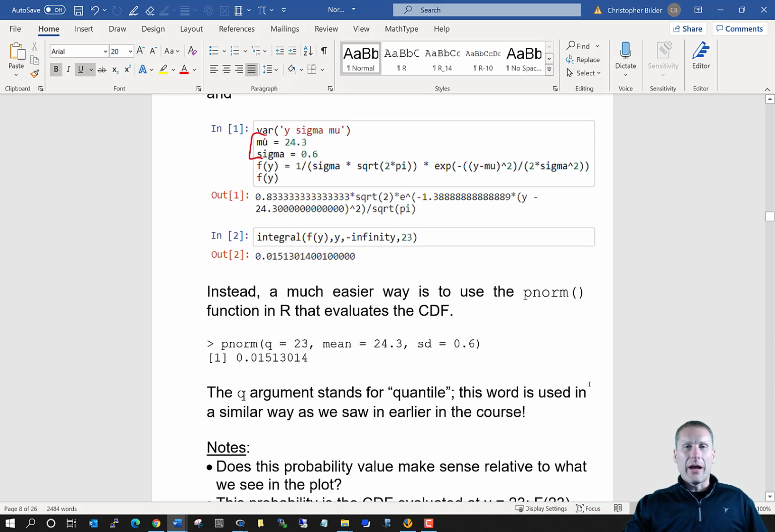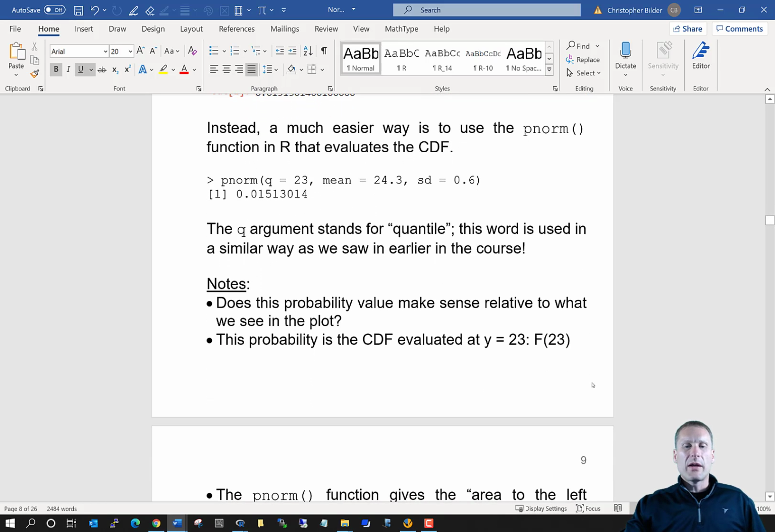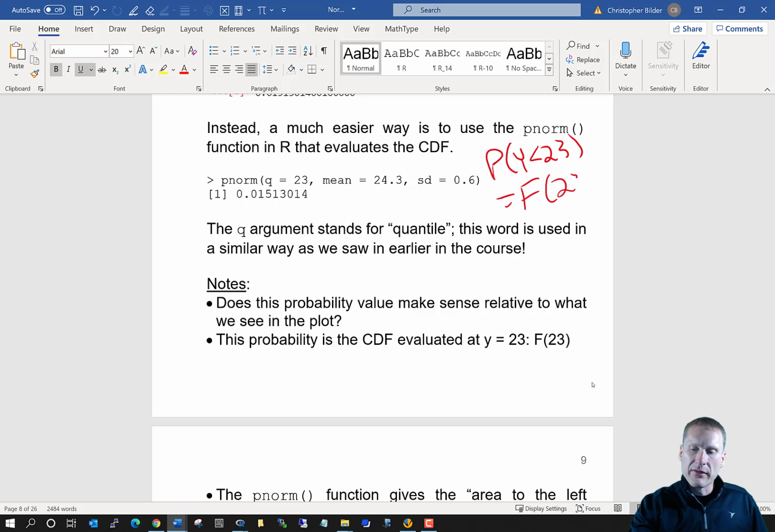But don't do it that way. Don't use Sage that way. Don't use R that way, because there's a much easier way to do it. Because notice what we're trying to find. The probability y is less than 23. In other words, we're trying to find the CDF evaluated at 23.